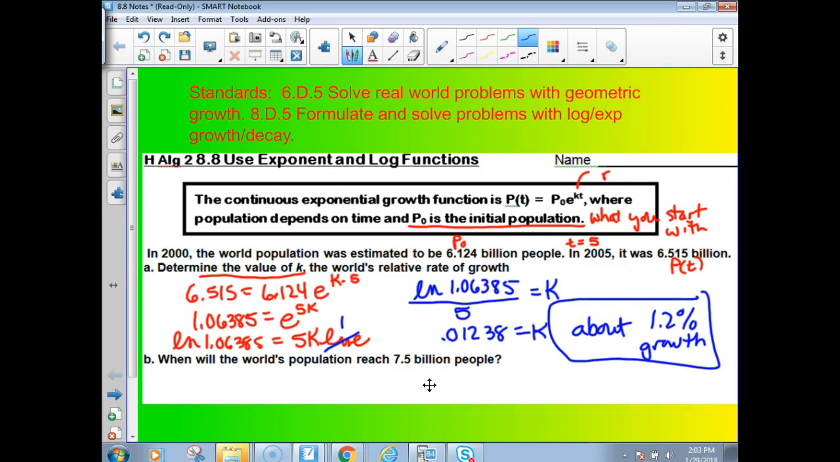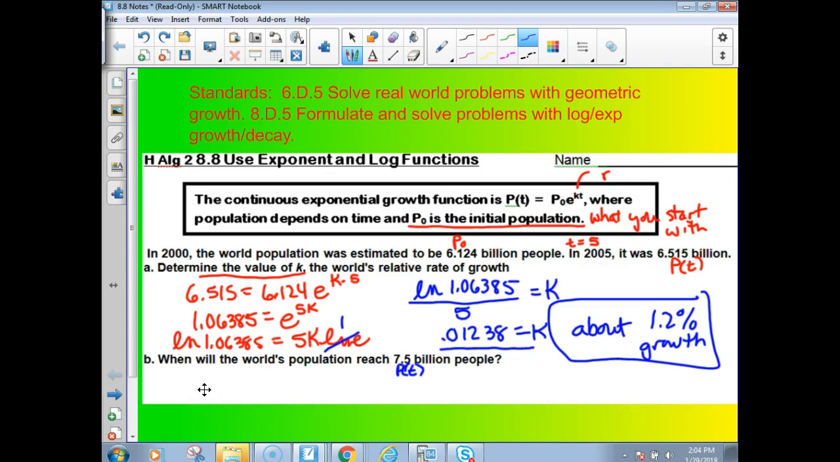Because then, when will the world's population reach 7.5 billion people? Well, we found the K value. So now we could write a formula that would include the K value. But we're going to be putting in 7.5 billion for the amount of people that we have. So that's going to be our P of T. And we're going to be figuring out the time it takes.